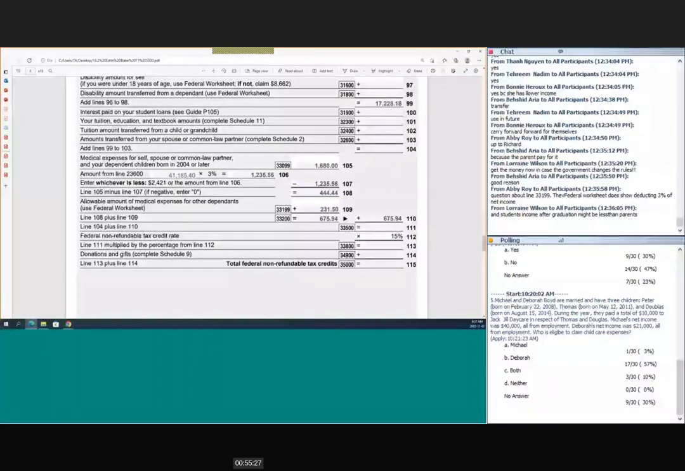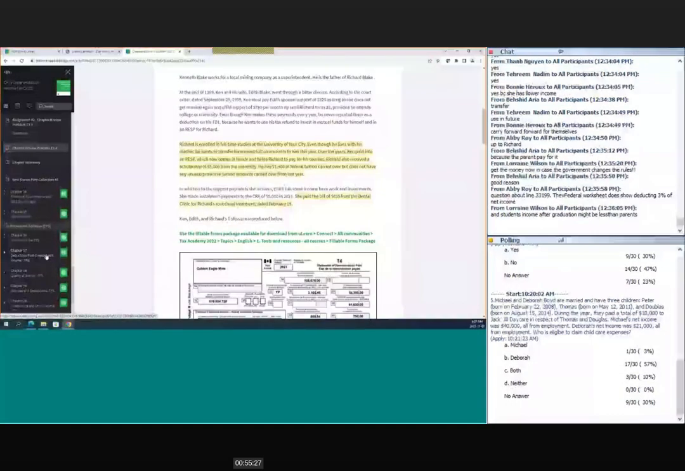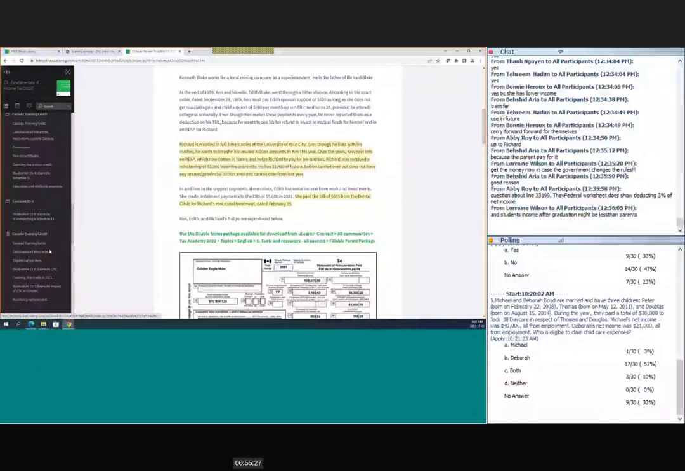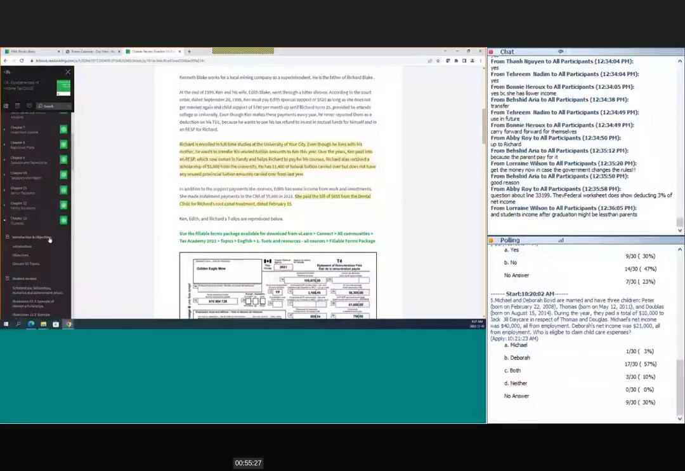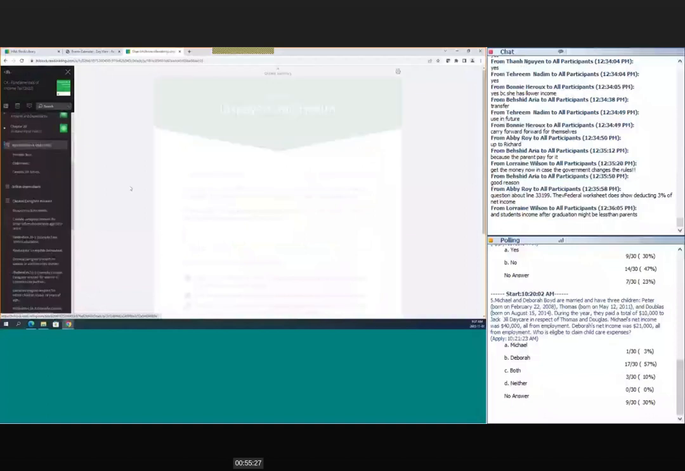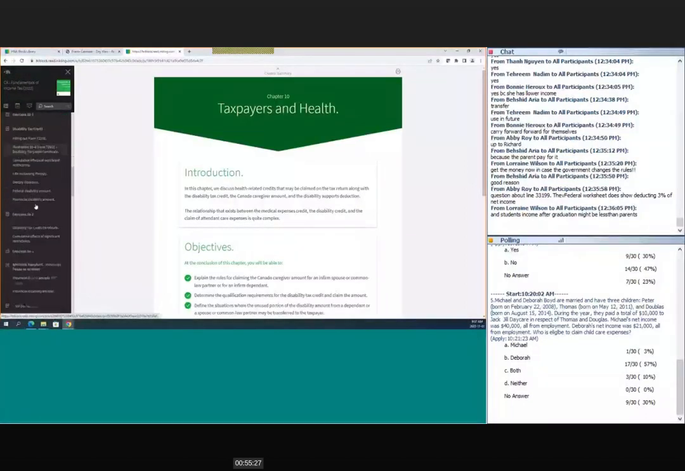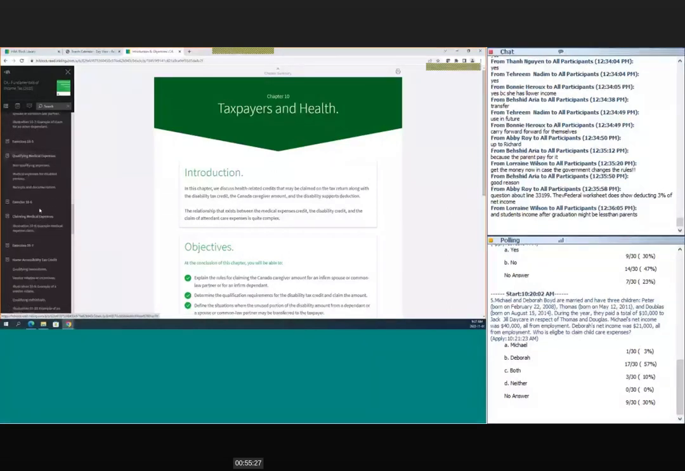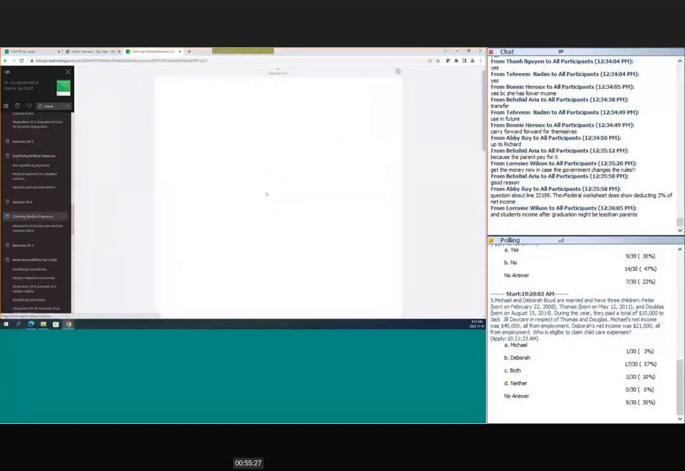If you go look at medical, it has to be. So again, this federal worksheet, if we go back to our medical, again, I've never used the federal worksheet for that. However, let's go back to our textbook here, and we'll go to medical, taxpayers and health. Let's go to calculating the qualifying medical expenses, claiming it. So let's go here to claim medical expenses.